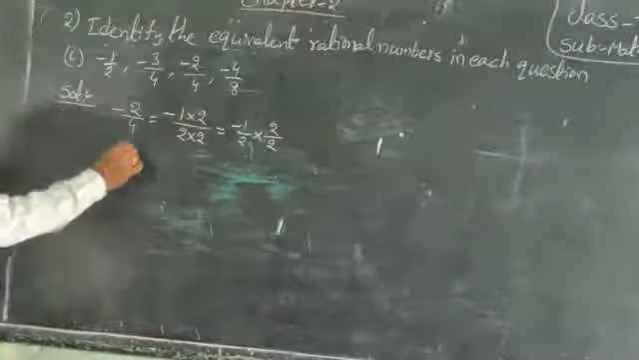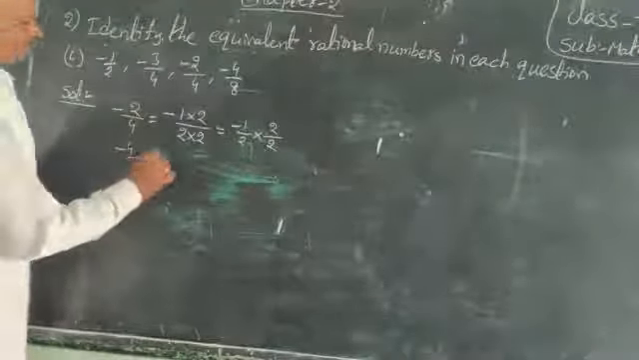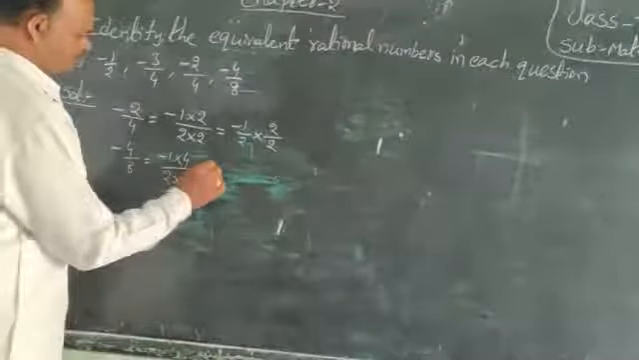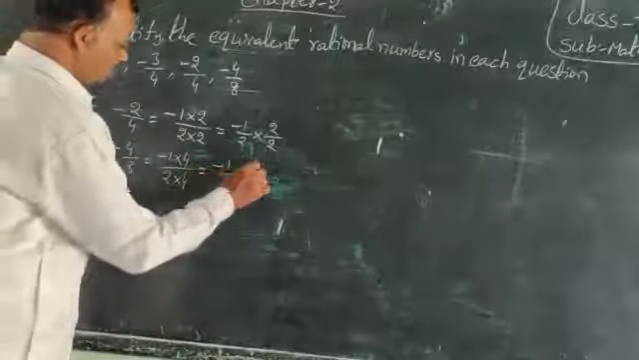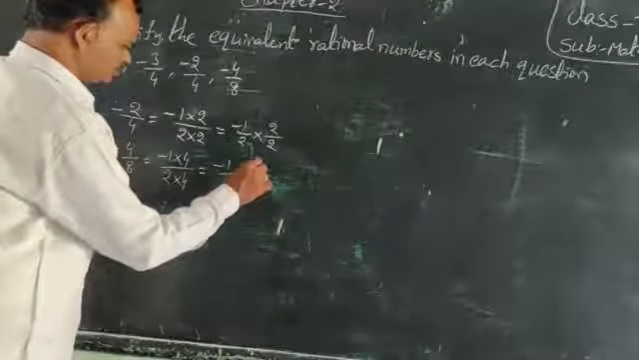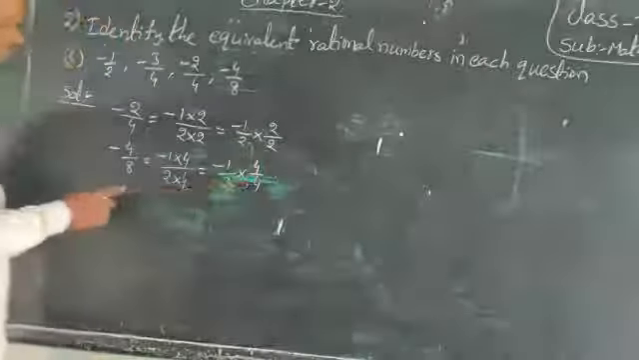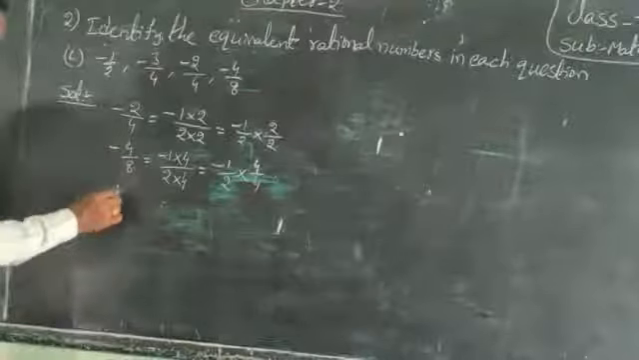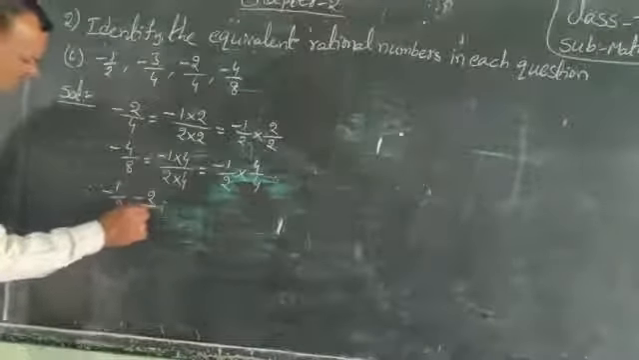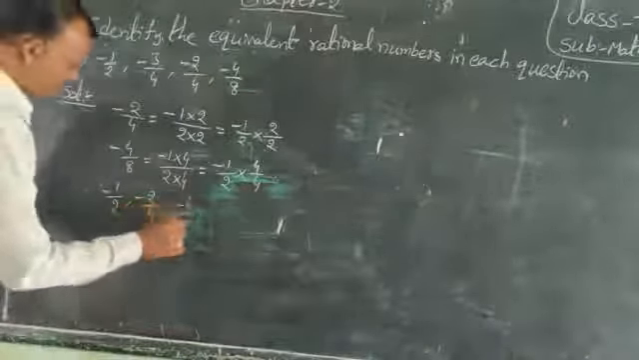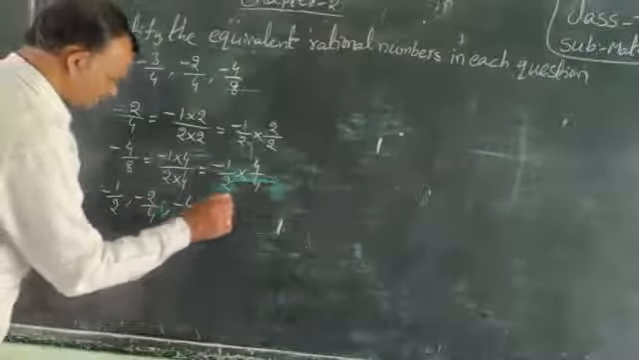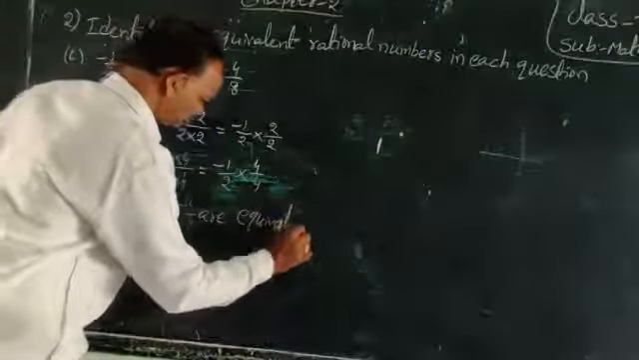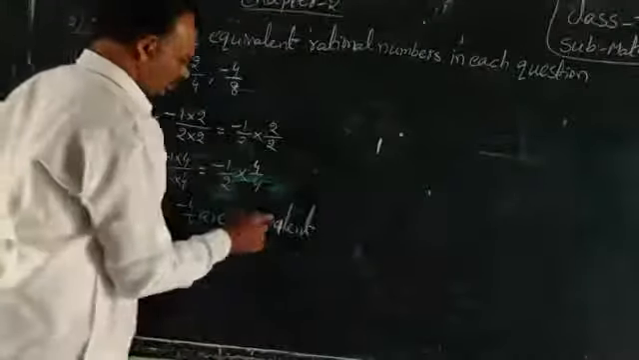Next, minus 4 by 8 is equal to minus 1 into 4 by 2 into 4, that is equal to minus 1 by 2 into 4 by 4. Here also the same. So these are equivalent rational numbers. Therefore, minus 1 by 2, minus 2 by 4, minus 4 by 8 are equivalent rational numbers.